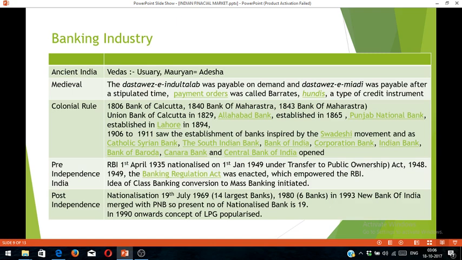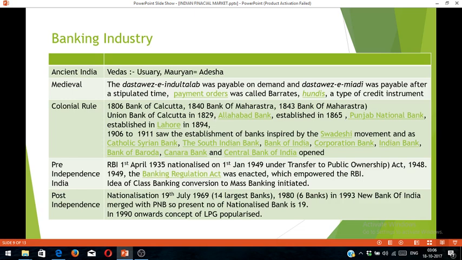After independence, what happened? On 19 July 1969, under the government of Indira Gandhi, the 14 largest banks were nationalized. In 1980, six other banks were nationalized. In 1993, New Bank of India was merged with Punjab National Bank. So at present, the total number of nationalized banks is 19.